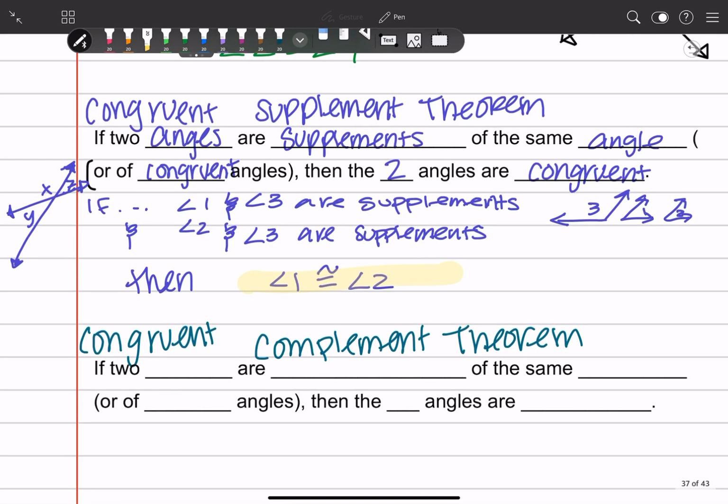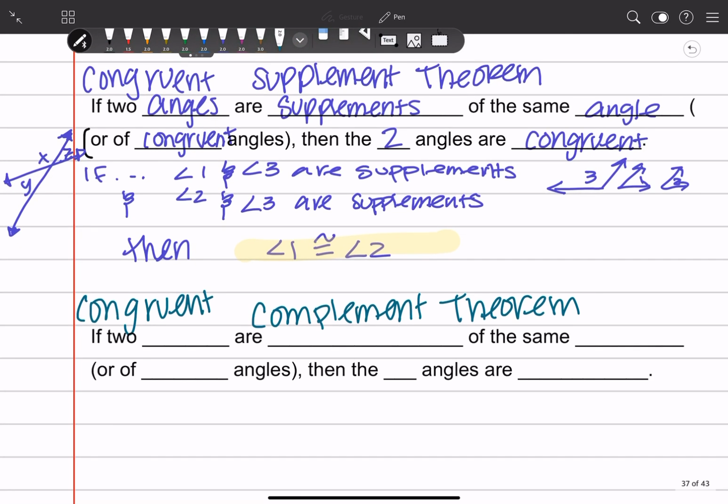All right. Now the same thing happens here for our congruent supplement theorem. I'm sorry, our complement. Except the only thing that's different here is that now we're going to be talking about 90 degrees. It's going to be the exact same thing.